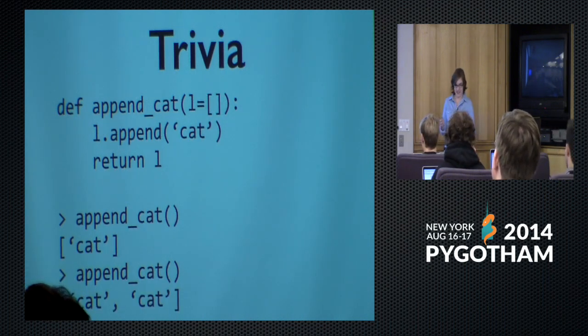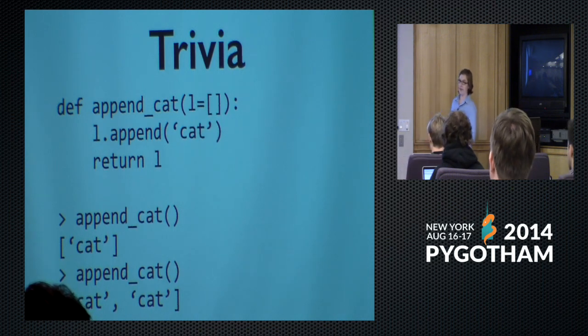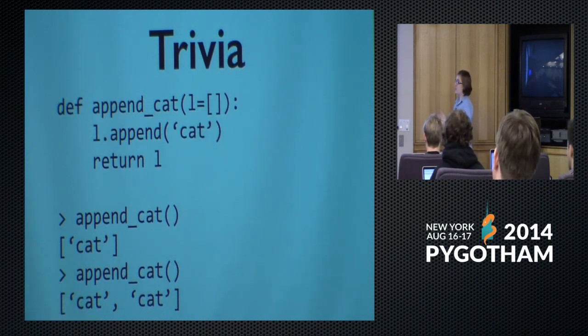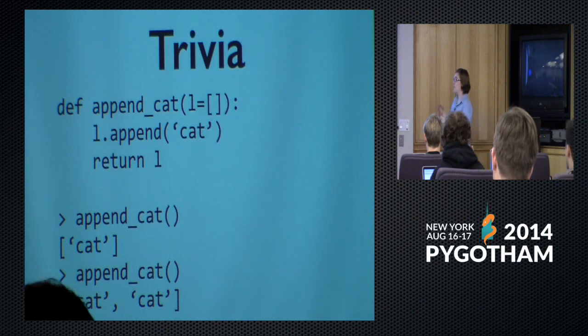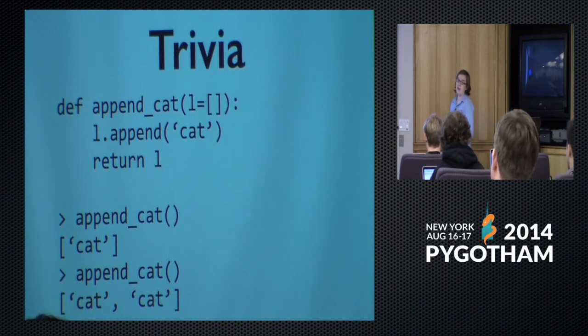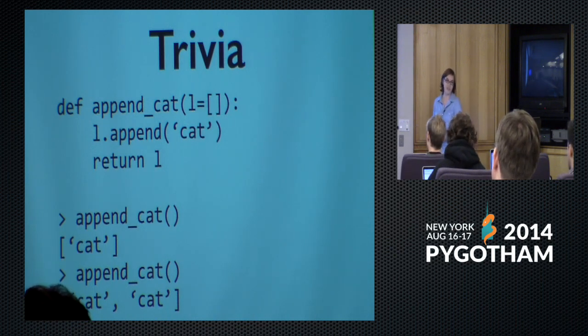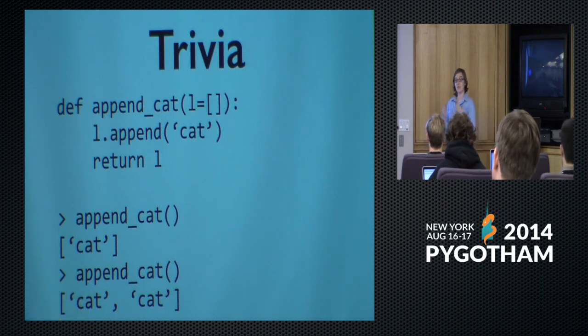It's kind of weird. It would be reasonable to assume that when you call the function append_cat, Python will check whether you passed it a list as an argument or not. If you did not, then it'll say, okay, well, the value of L then is the empty list, creates a new empty list for you, and then uses that. But that's clearly not what happens, right? It only creates an empty list once, and that's when you define the function.